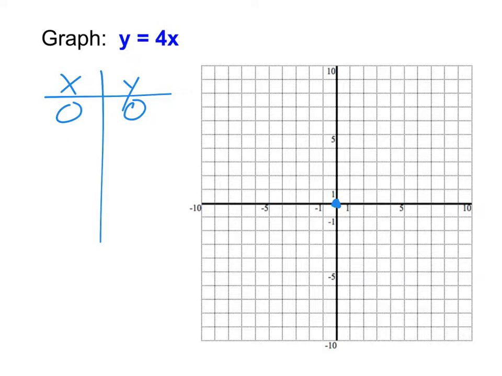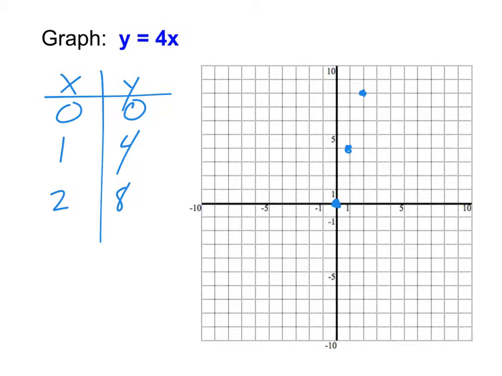Okay, what if x is 1 then? Well, then we're doing 4 times 1. That gives me 4. So that tells me I'm going up there. Before, I went over 1, up 1. In this case, I'm going over 1 and up 4. What if x is 2? Well, then we're doing 4 times 2, which is 8, yeah.